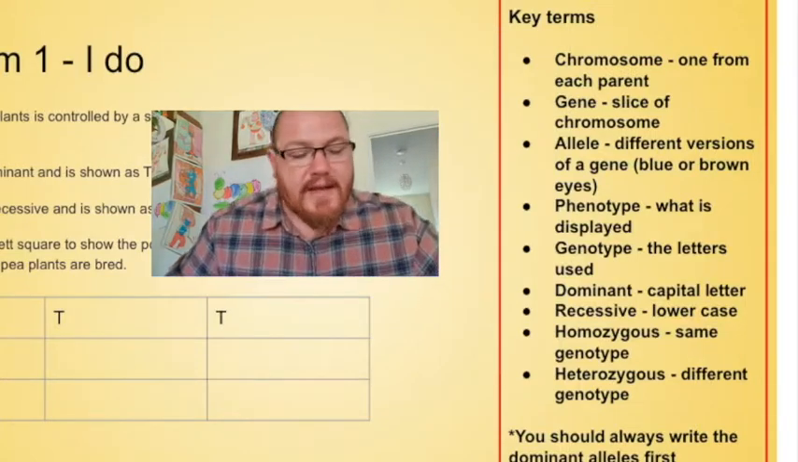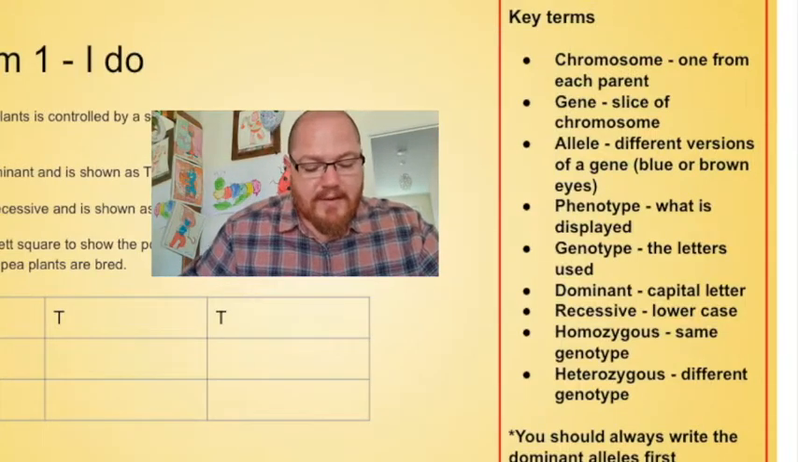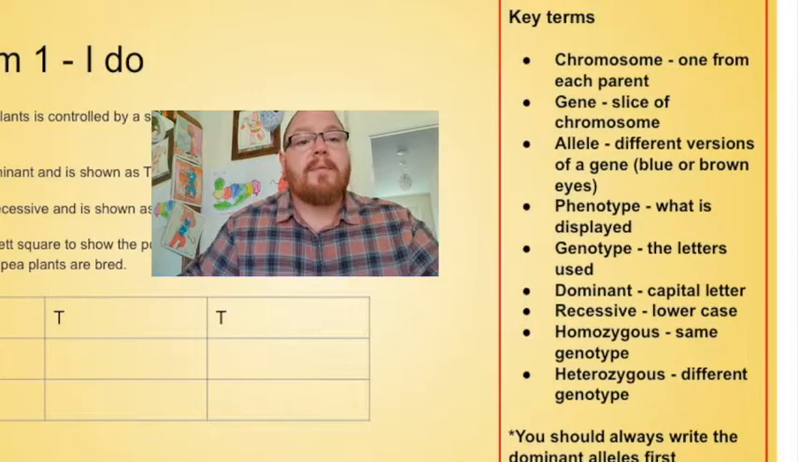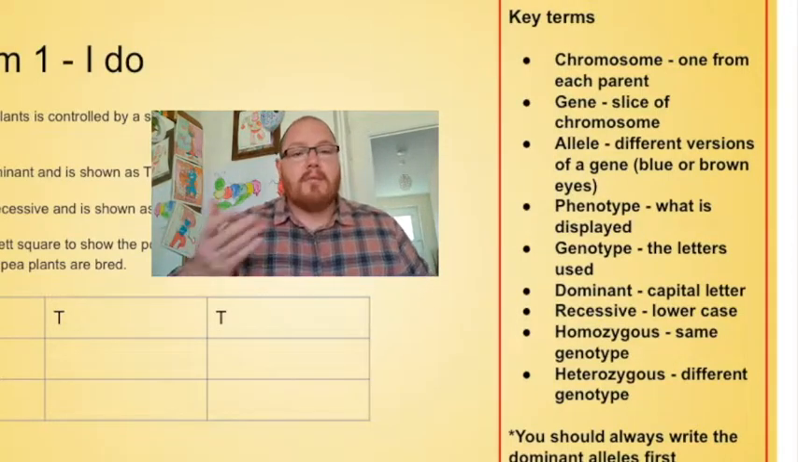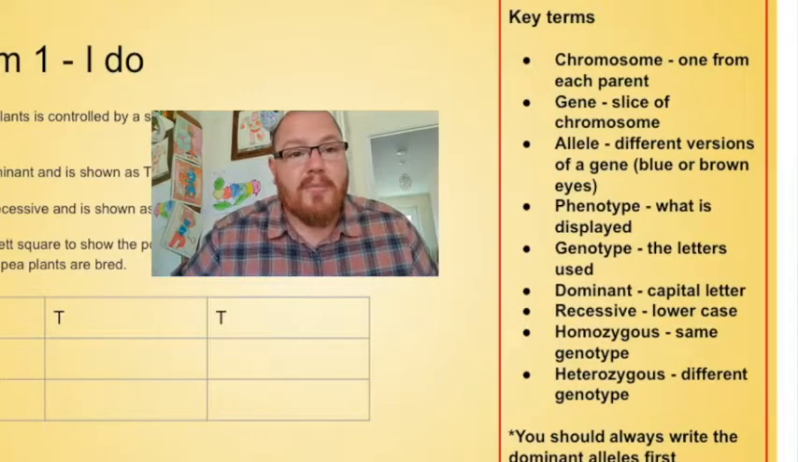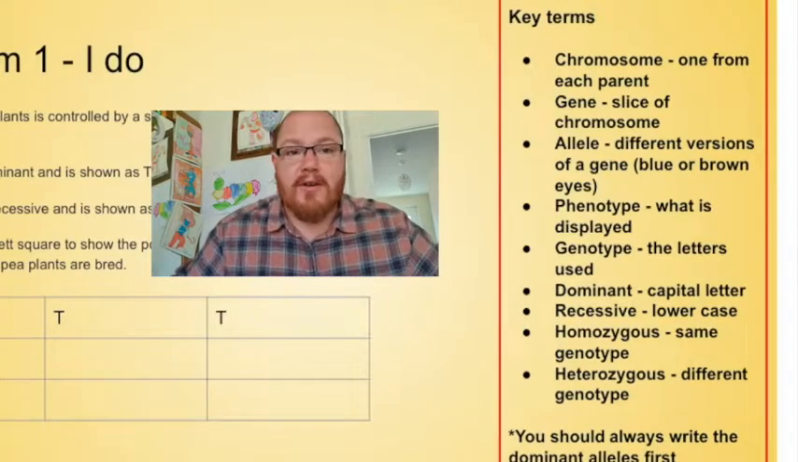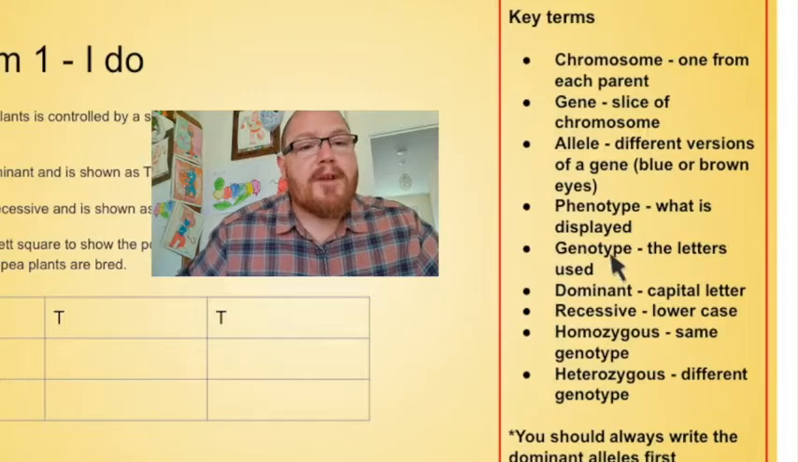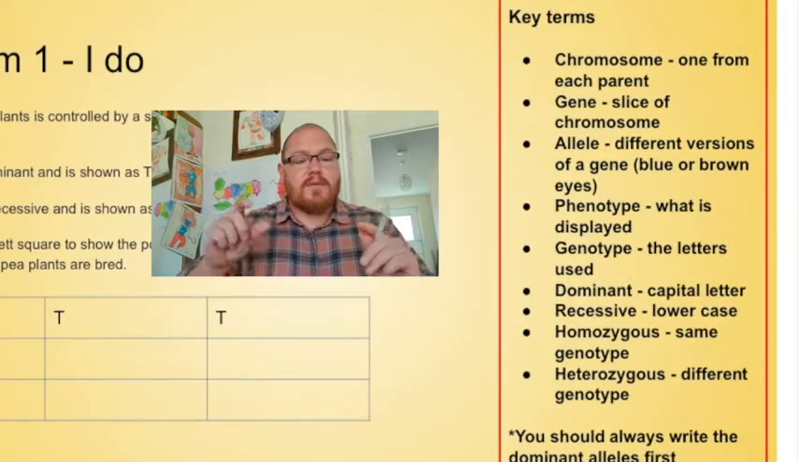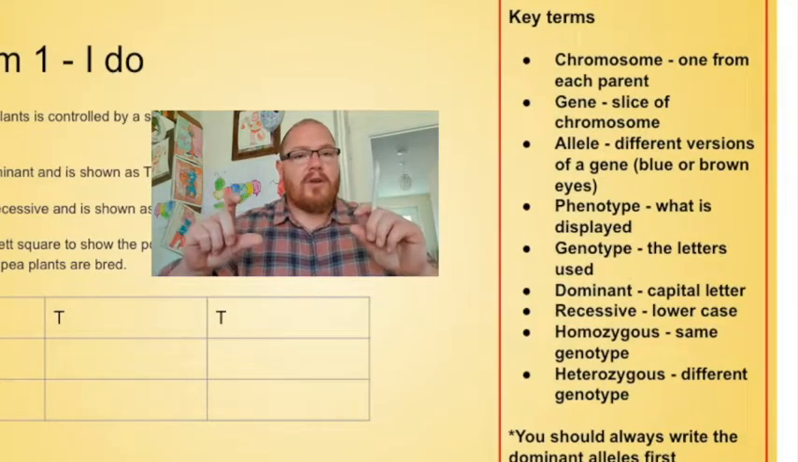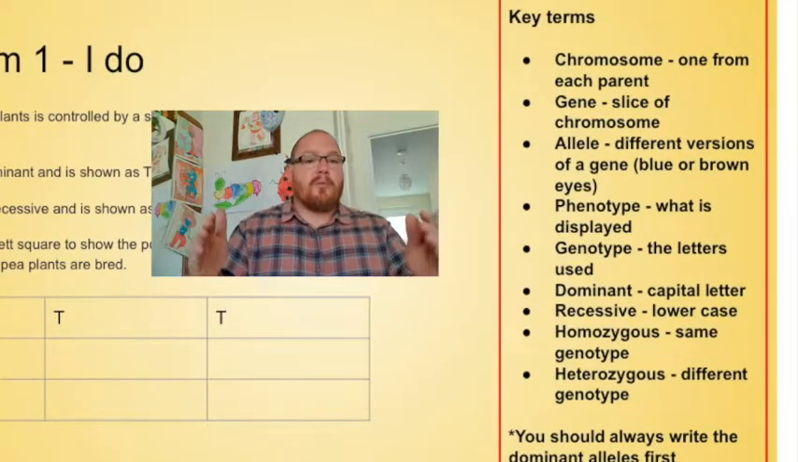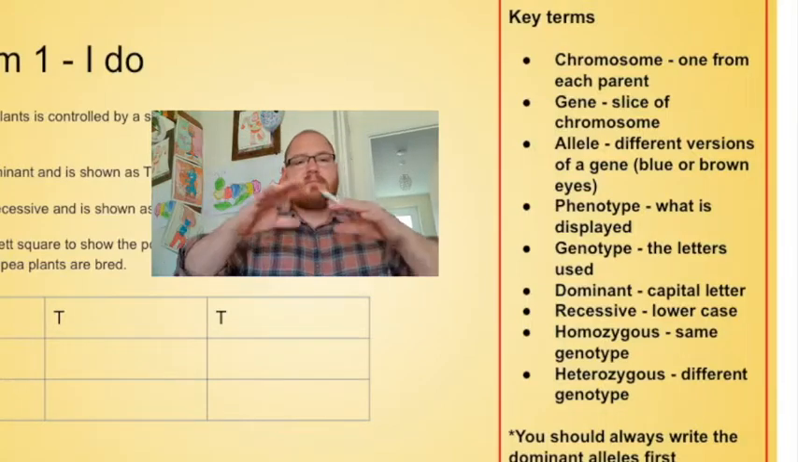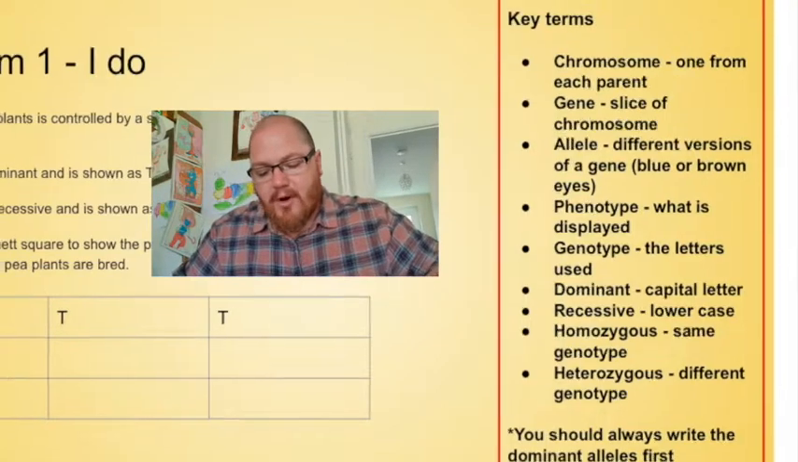Okay? Different version of the same gene. Then you've got your phenotype. What's displayed if I've got a ginger beard or a brown beard. I like a brown beard, but I've got a ginger beard, unfortunately. My genotype, the letters used for that, so you've got a capital letter or lowercase letter. It's going to be dominant or recessive. There we are, capital or lower. And then it's going to be hetero or homo, the same or different. Just to recap there.